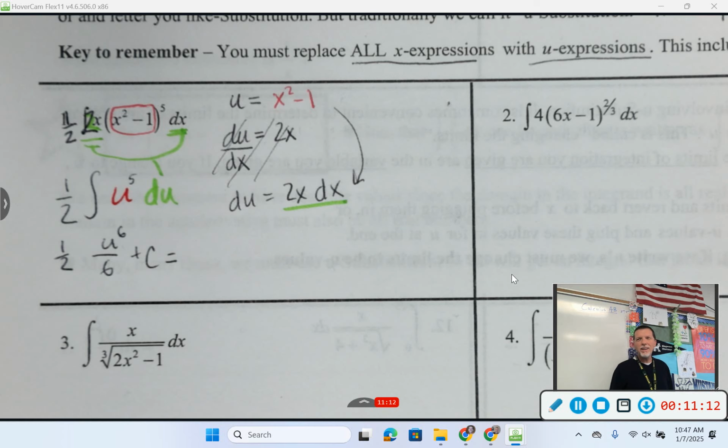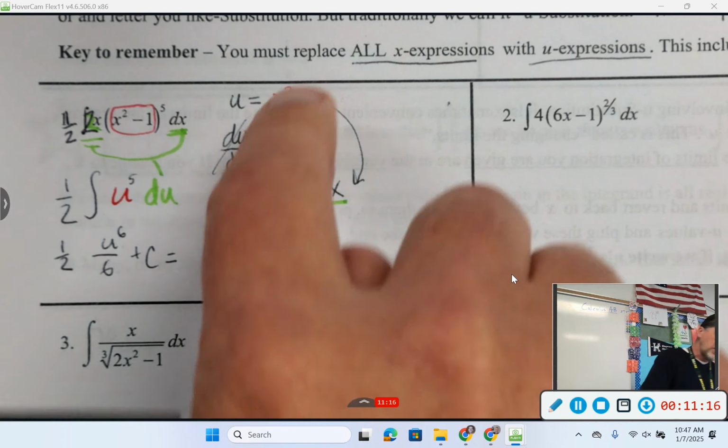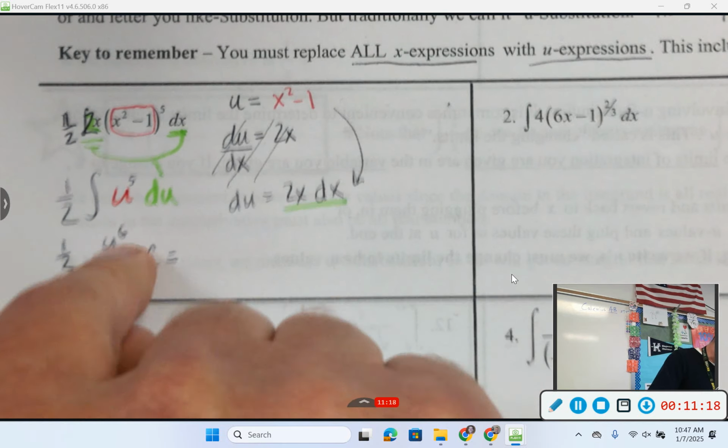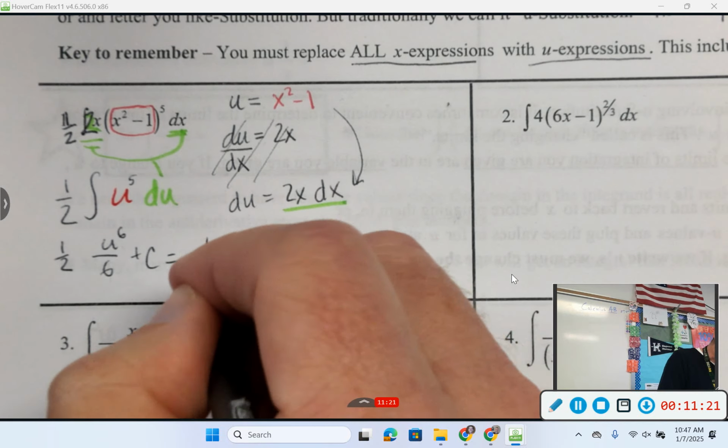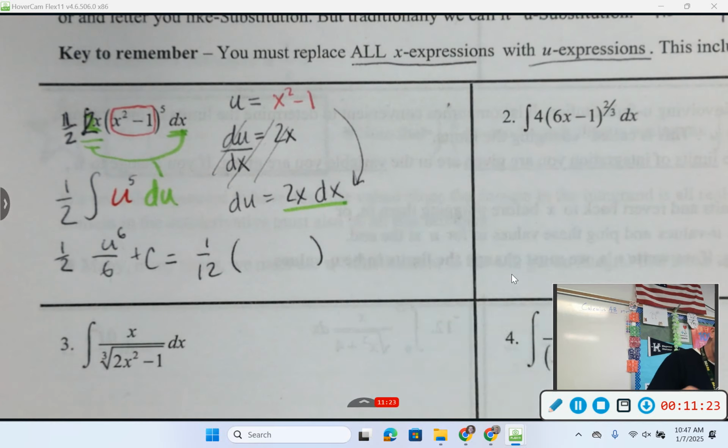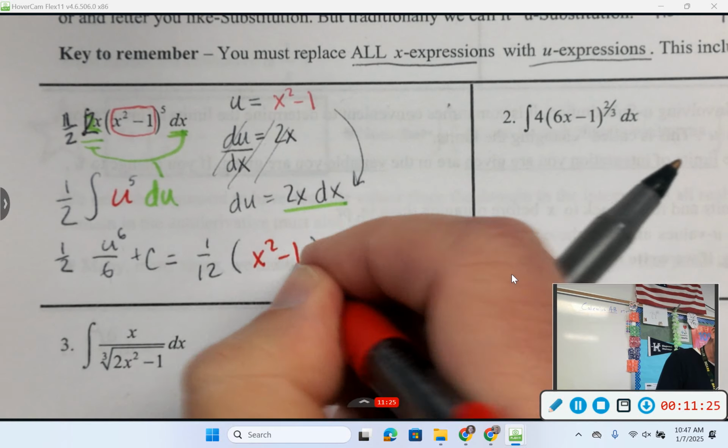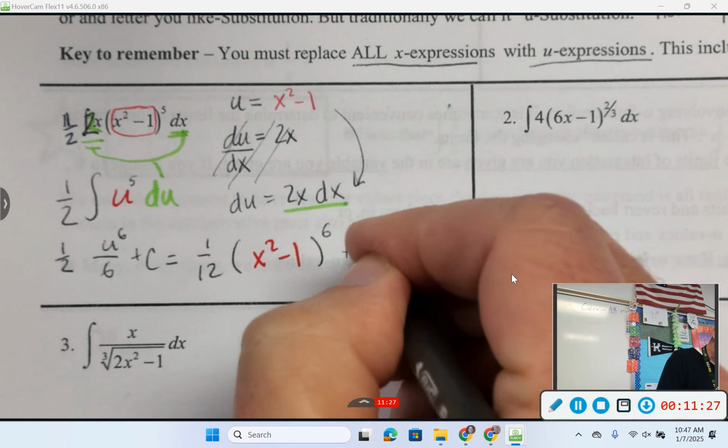We're still not quite done because this started as an x problem, not a u problem. So we need to go back and put the x stuff back in for u. So 1/12 times x squared minus 1 to the 6th plus c.